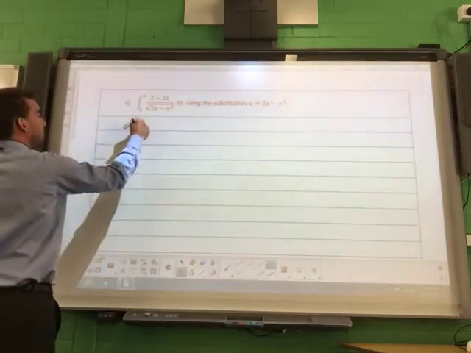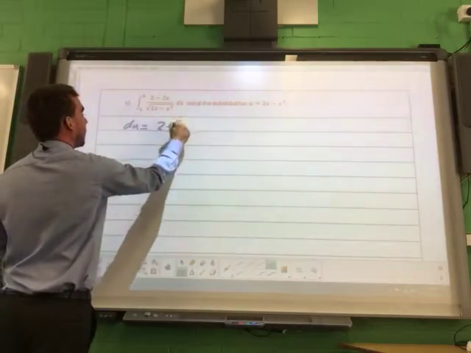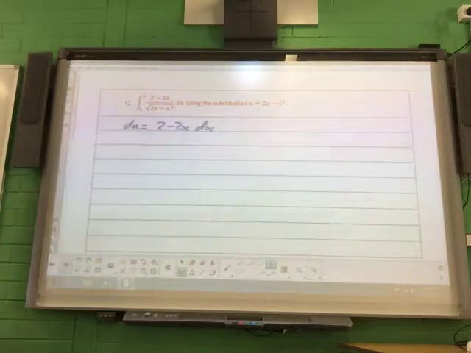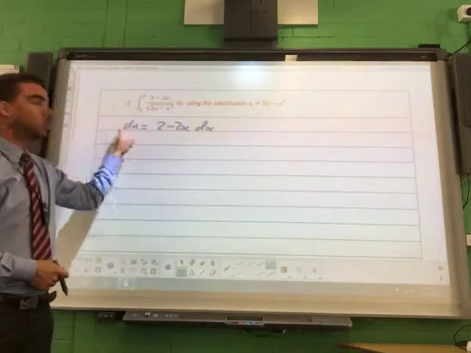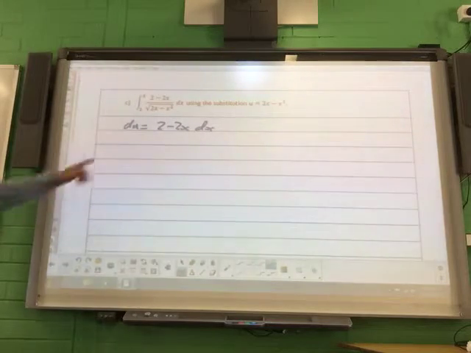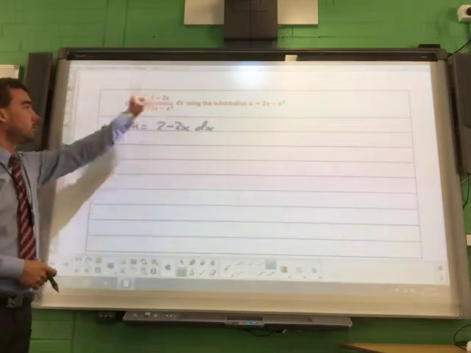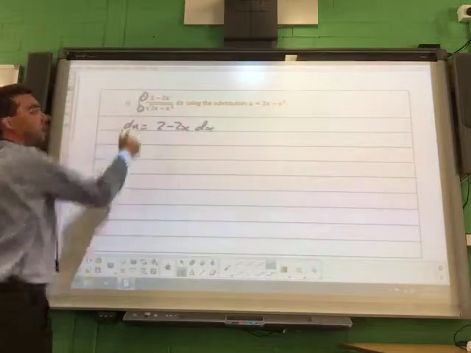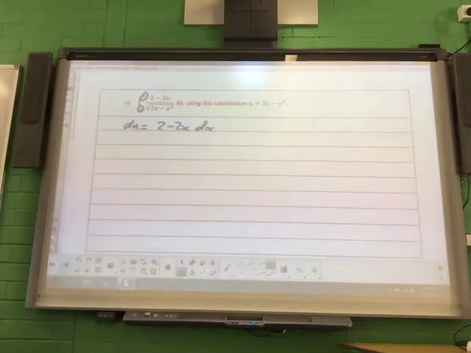So I'll start with that. du is going to be 2 take away 2x dx. Right, and I've got the numerator ready. The 2 take away 2x dx, I'll just replace with du. That's great, don't need to do anything else with that. I've got 2x take away x squared, just replace with the square root of u. But the other thing I need to do is change the limits. Don't forget to do those.